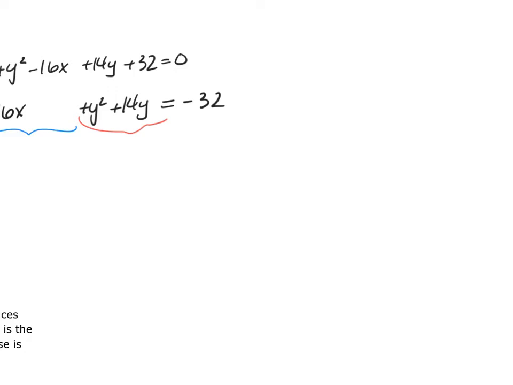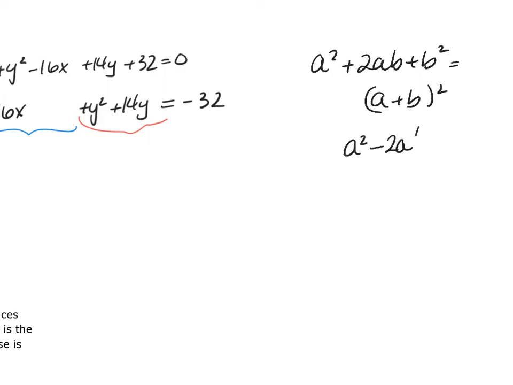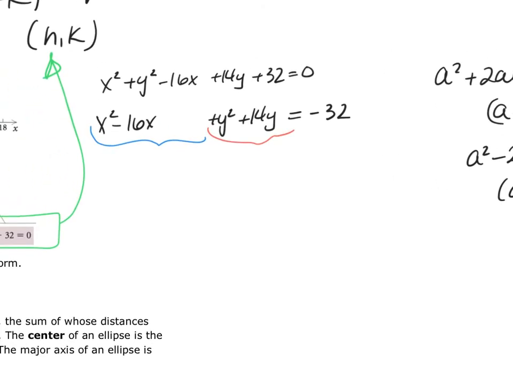So if you have a squared plus 2ab plus b squared, this becomes a plus b, the quantity squared. That's a perfect square trinomial. Or if you have a squared minus 2ab plus b squared, that's also a perfect square trinomial. So I need to take these right here that I underlined in blue and red and make them perfect squares.